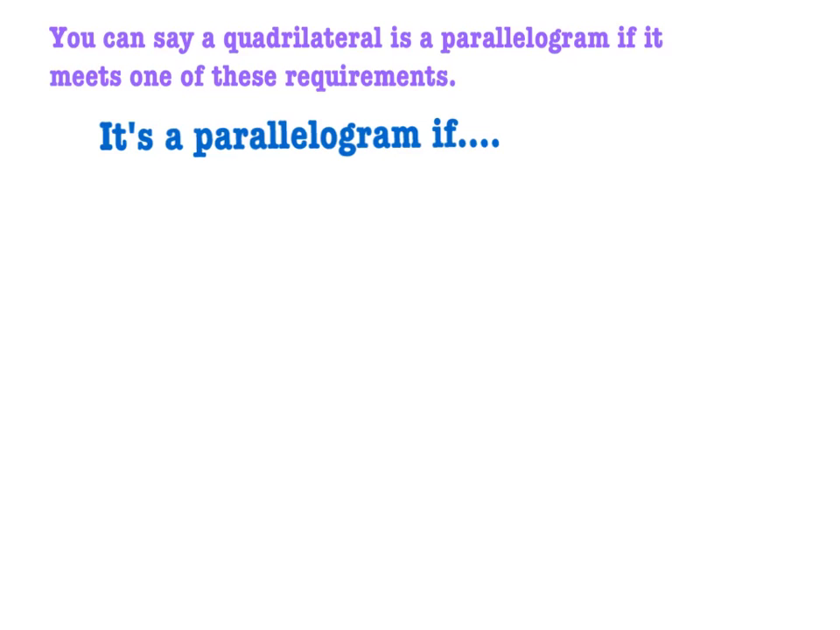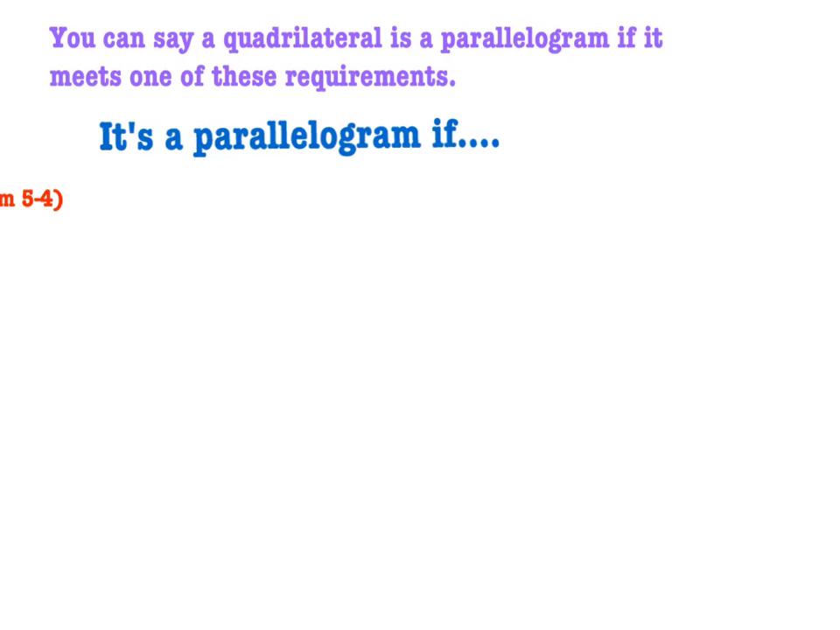You can say a quadrilateral is a parallelogram if it meets one of these requirements. So what I'm saying is, if it has 4 sides, you can check these requirements, and if it meets those requirements, then that 4-sided figure is a parallelogram. Now these are 4 theorems. We're going to write them all down, and this is the only thing you're going to be writing at the top of your paper. So it's a parallelogram if, here we go, we're going to start off with theorem 5-4.